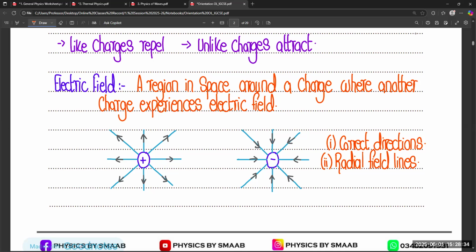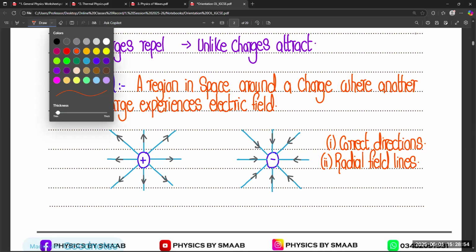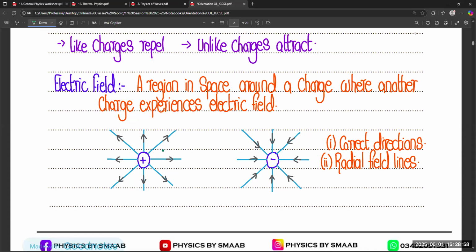Because sometimes students draw field lines only on the right hand side, only on the top side, only on the bottom side like this. That is not a correct representation. You have to show field lines in all directions. So that is the meaning of radial field lines. So now let's suppose we place a positive charge over here. Let's suppose we place a positive charge at this point. So what will happen with this positive charge?